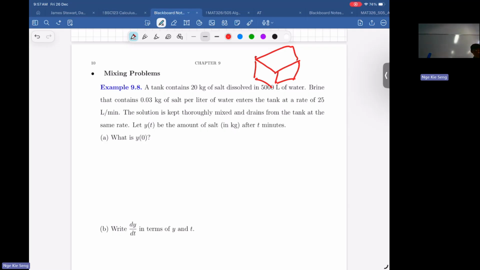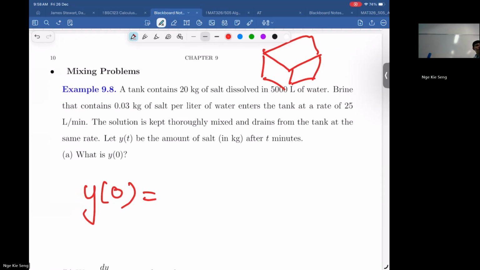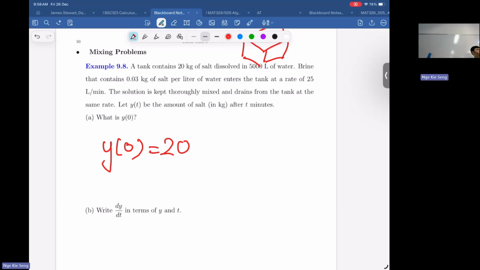So let Y(t) be the amount of salt after 10 minutes. So what is Y(0)? Meaning at time 0, what's your Y? You haven't done anything yet. You are not adding or draining anything. So at Y(0), what's your amount of salt? Can you get it from this question here? Yeah, so it's just 20 kg.